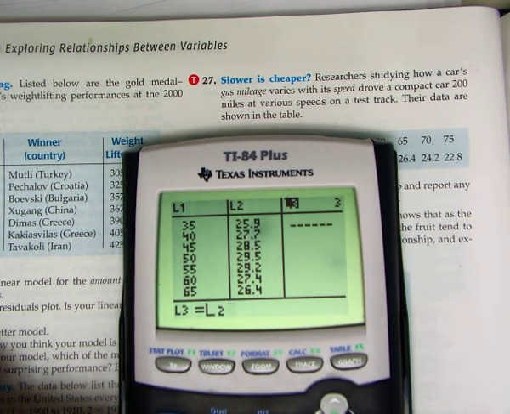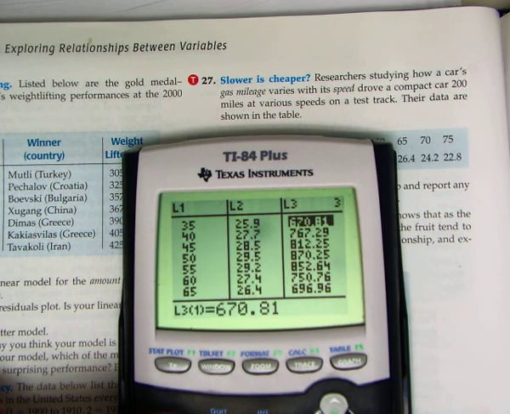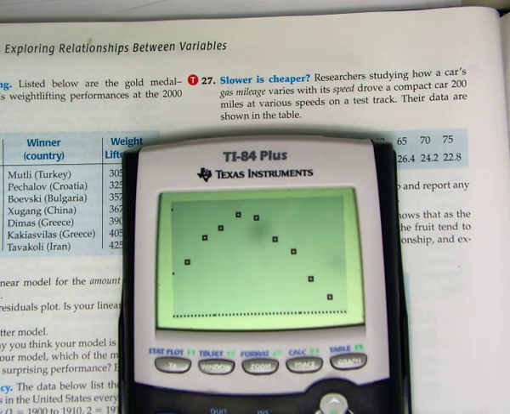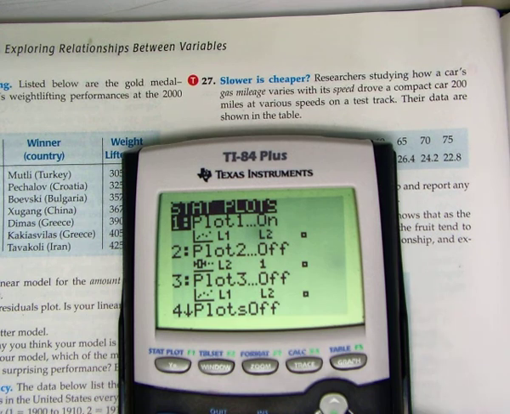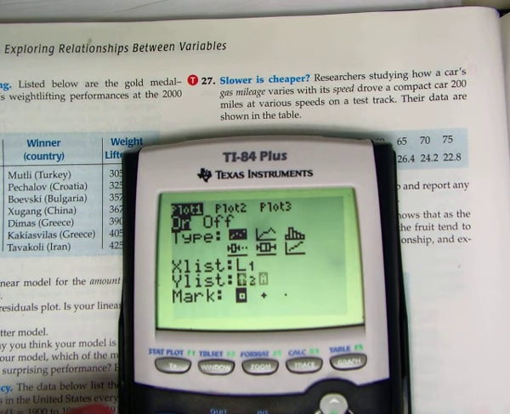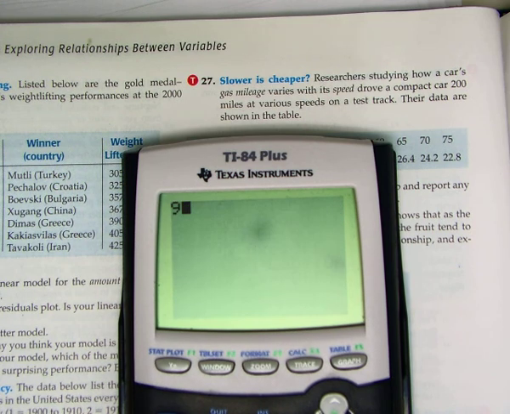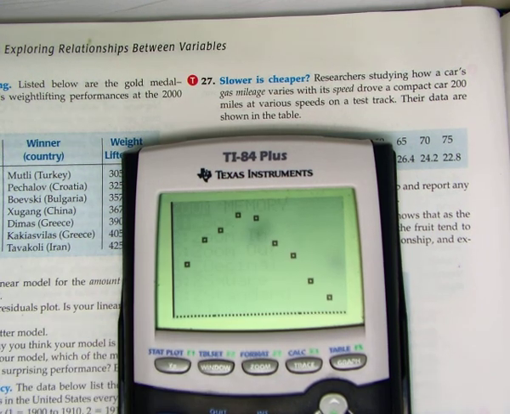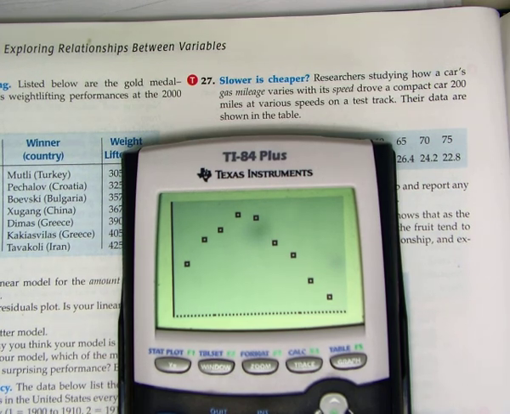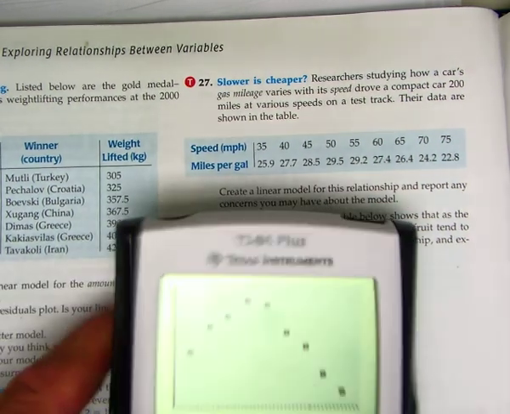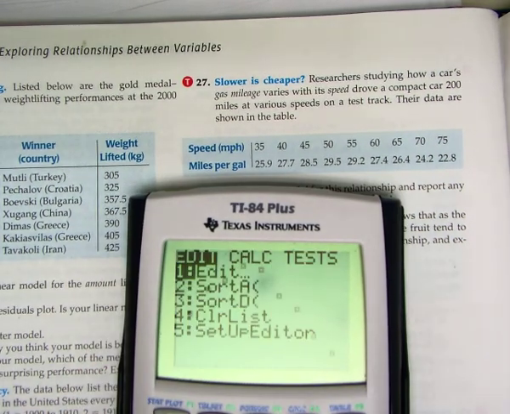Okay, and we get, let's see, plot, we're going to do L1 versus L3 and then zoom 9. And that didn't really change anything, right? So the only other thing I could try to do is log. So let's see what happens here.